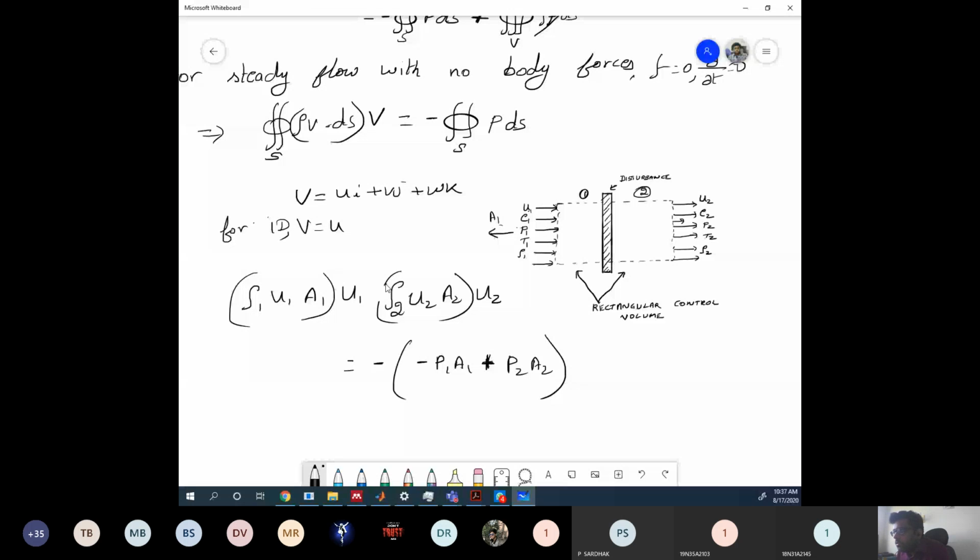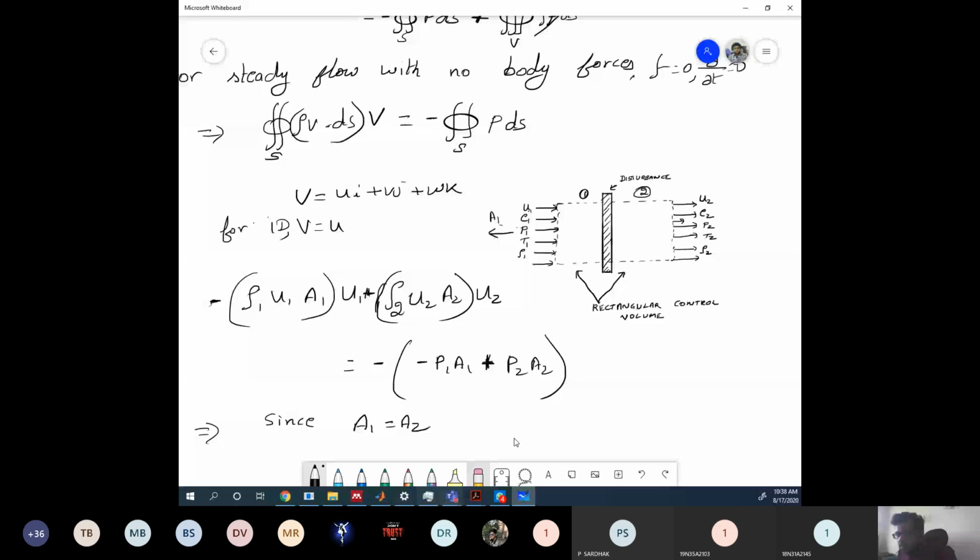Because U1 and A1 are in opposite direction, so you have to take negative here. Okay, now this implies A1 and A2 are equal, right? A1 is equal to A2. Let me write, since A1 is equal to A2, all the area will move out, right?